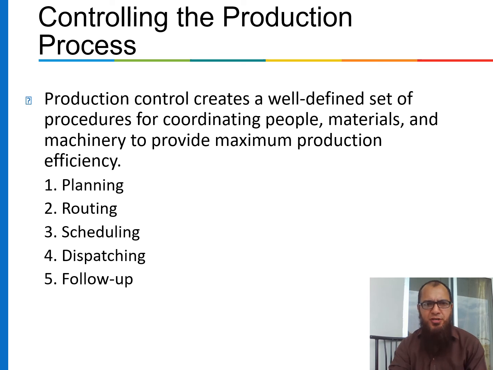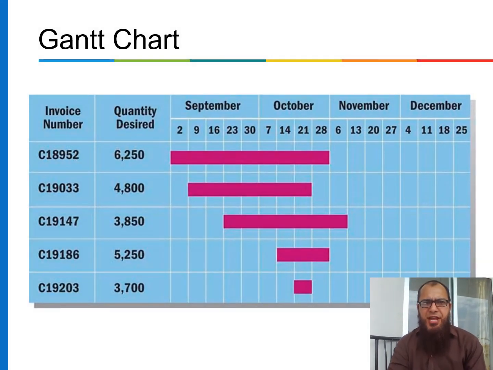Controlling the production process. Production control creates a well-defined set of procedures for coordinating people, material, and machinery to provide maximum production efficiency. It requires planning, ordering, scheduling, dispatching, and follow-up. Gantt chart. Production managers use a variety of tools to schedule work. Gantt charts track projected and actual work. Gantt charts are more effective for scheduling relatively simple projects.